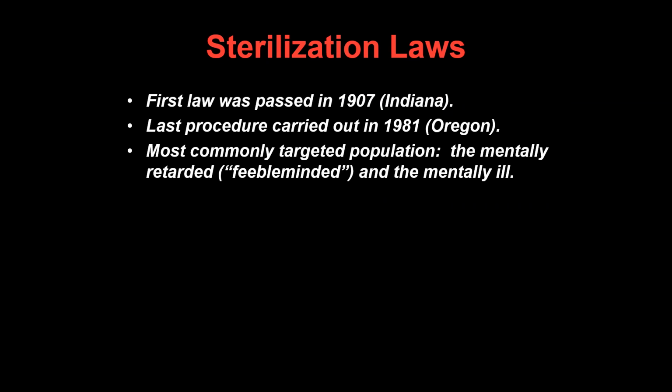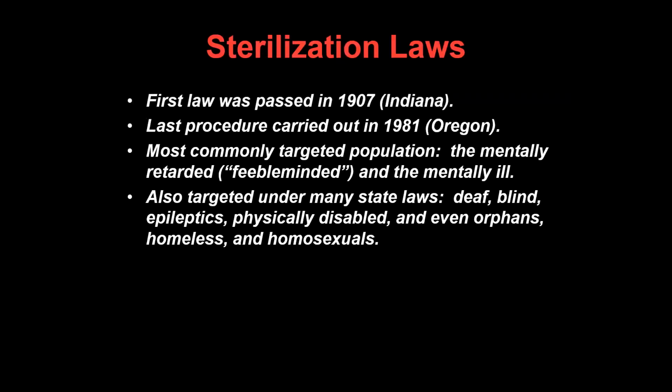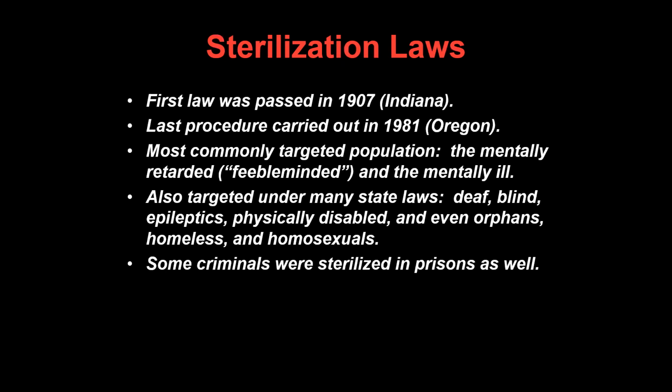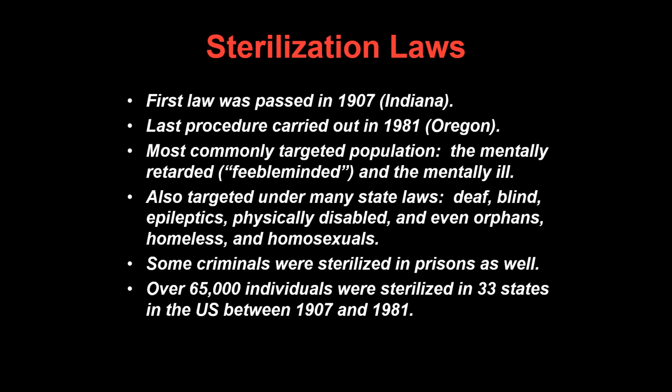The most commonly targeted population for compulsory sterilization were the mentally retarded, the feeble-minded, and the mentally ill, right? Also targeted under many state laws were the deaf, blind, epileptics, those who were otherwise physically disabled, orphans, homeless people, and homosexuals. Some criminals were sterilized in prisons as well. Ultimately, between 1907 and 1981, over 65,000 individuals were sterilized in 33 states in the United States.